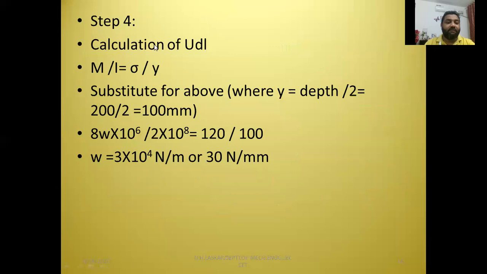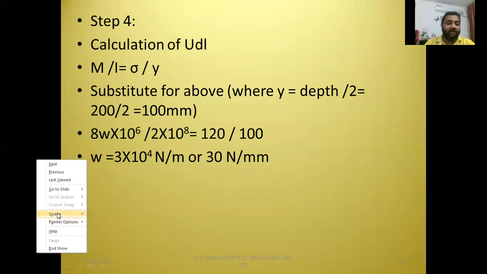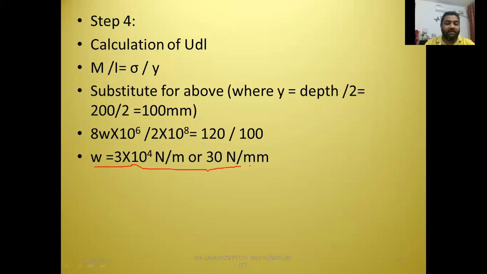So step 4, calculation of UDL. M upon I equal to sigma by Y. Substitute the values, where Y is D by 2, that is 100 millimeter. So 8W into 10 to the power 6 divided by 2 into 10 to the power 8, the I, is equal to 120 divided by Y, which is 100. From this we get small w, the intensity of UDL, as 30 Newton per millimeter. Okay, so this is one problem.